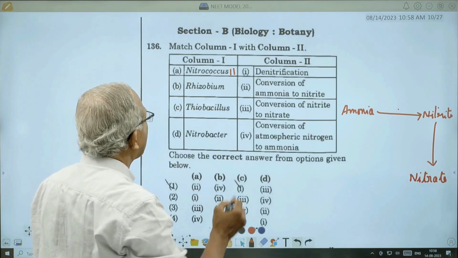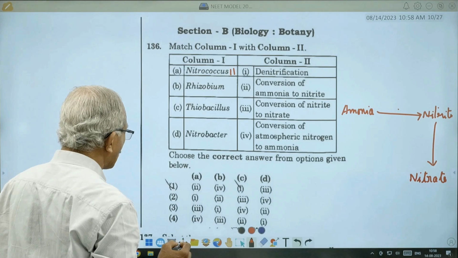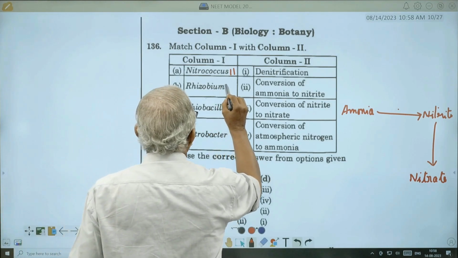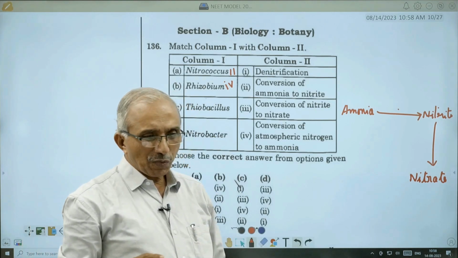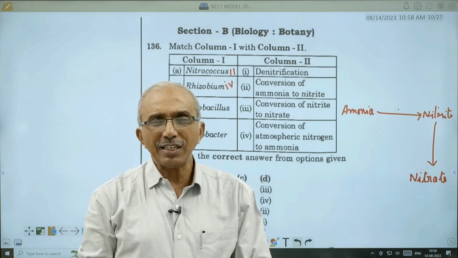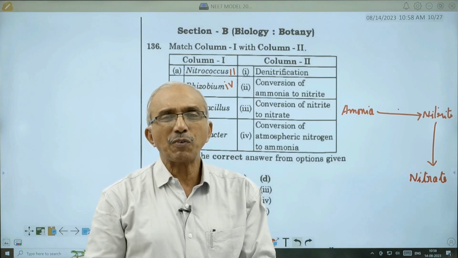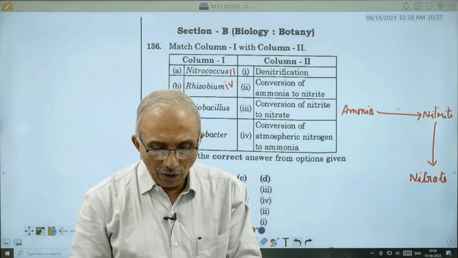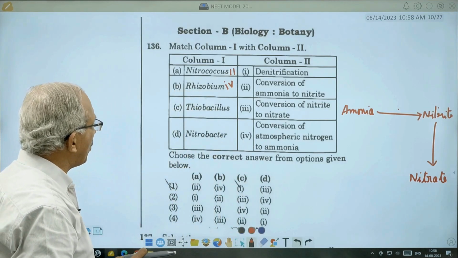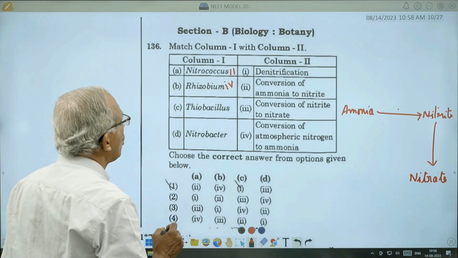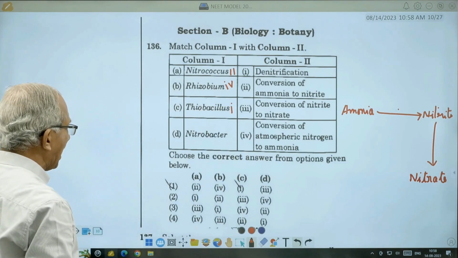Rhizobium is the second one. It fixes atmospheric nitrogen. The conversion of atmospheric nitrogen to ammonia is called nitrogen fixation. So Rhizobium is involved in it. Then Thiobacillus is involved in denitrification.